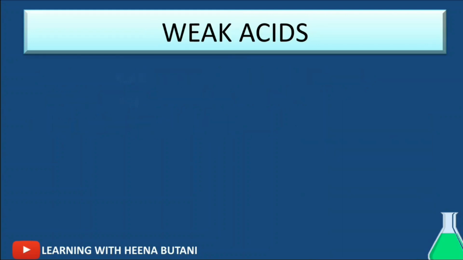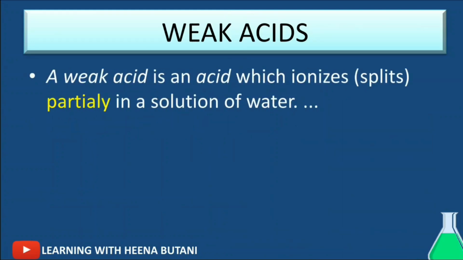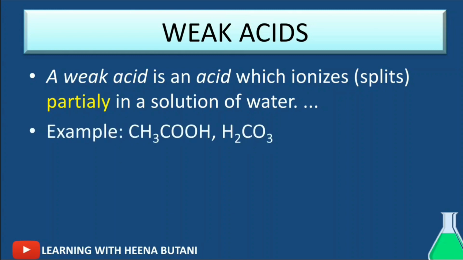Now weak acids. What are weak acids? Weak acid is an acid which ionizes or splits partially. Partially means what? Some molecules dissociate in the form of ions and some remain as they are. So I can say a weak acid is an acid which ionizes partially in the solution of water, and examples of weak acids are acetic acid and H2CO3.